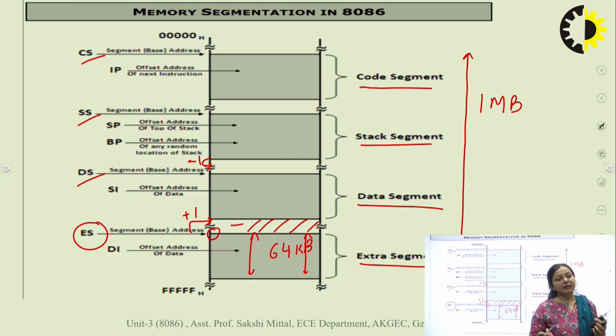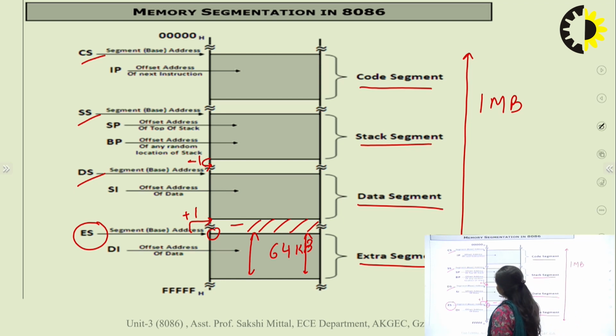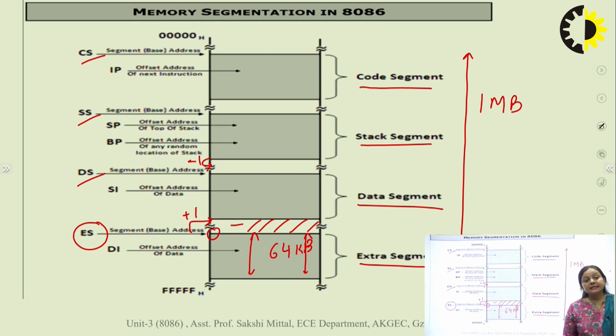Now this plus 1 and minus 1, you can give directly as immediate values, or you can store them in a register, and the registers used to store this offset value are the pointer and index registers. So with the code segment, the instruction pointer is used; SP and BP, the stack pointer and base pointer, are used with the stack segment; SI, the source index register, is used with the data segment; and DI, the destination index register, is used with the extra segment.